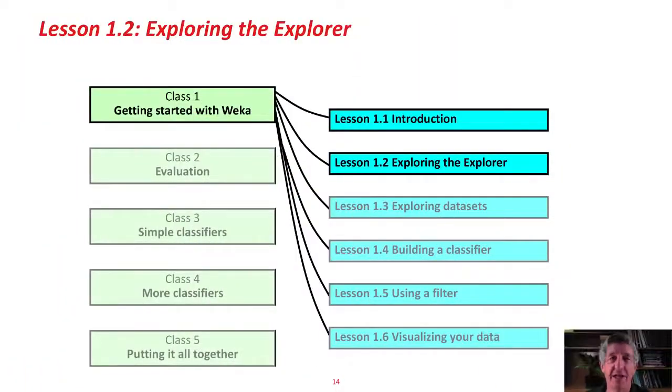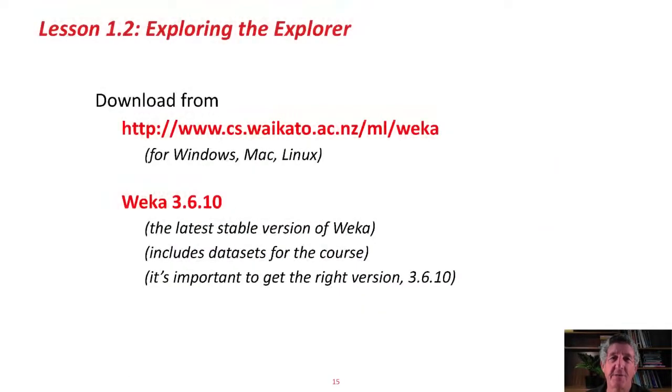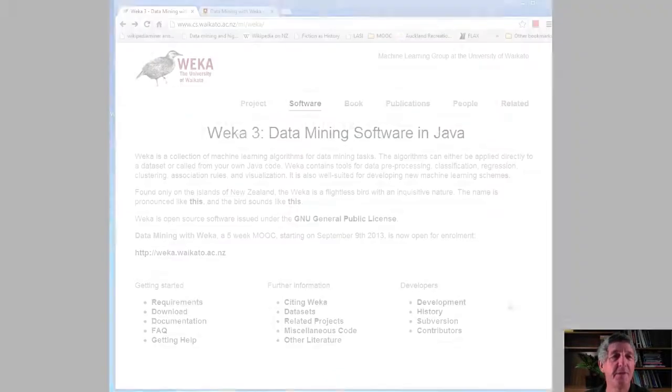Remember, there are five classes in this course, and each class consists of about six lessons. So this is the second lesson of the first class, and we're going to explore the Weka Explorer interface. Actually, first we're going to download the Weka system. This is something you're going to have to do on your computer. We're going to download it from this URL. So without delay, let's go straight there.